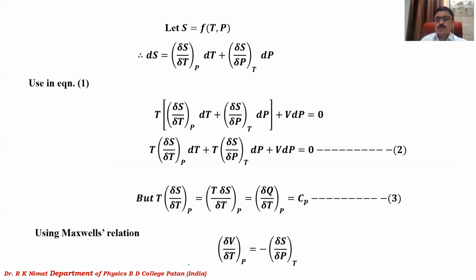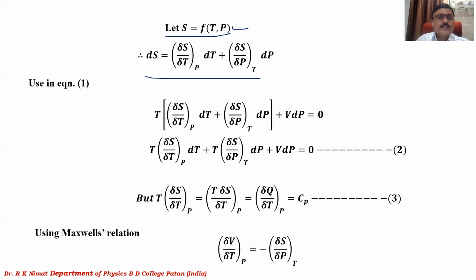Now we have to obtain an expression for how the temperature changes with respect to change in pressure. For that, let us assume that entropy is a function of temperature and pressure. We know that any thermodynamical quantity is a function of other thermodynamical quantities. Like that, S is a function of temperature and pressure. Using the law of differentiation, we can write dS is equal to (delta S by delta T) at constant pressure into dT plus (delta S by delta P) at constant T into dP.